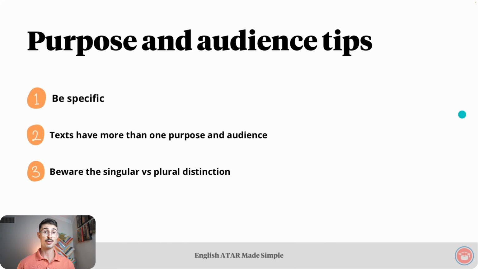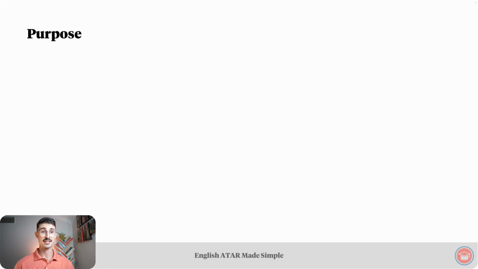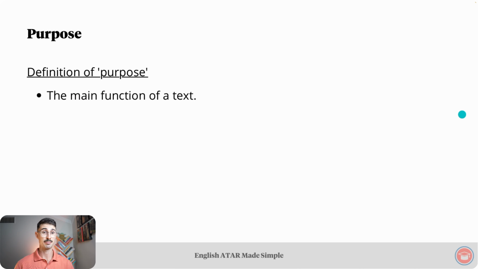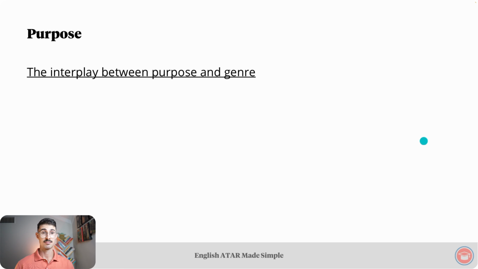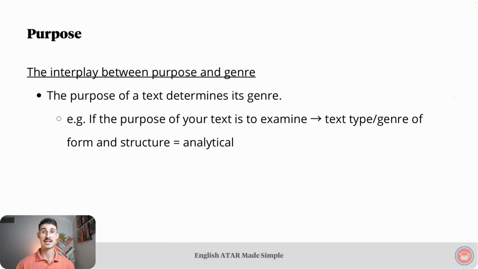Those are our purpose and audience tips, and that is all the main content for this lesson. Let's do a simple summary of it. First main part of the lesson looked at the concept of purpose, and we saw our definition is simply the main function of a text. Then we looked at the interplay between purpose and genre, and the interplay is the purpose of a text determines its genre. For example, if the purpose of your text is to examine, then the text type or the genre, form, and structure will be analytical.